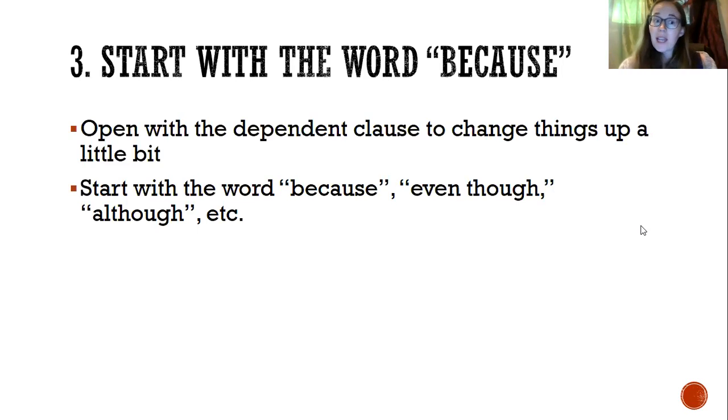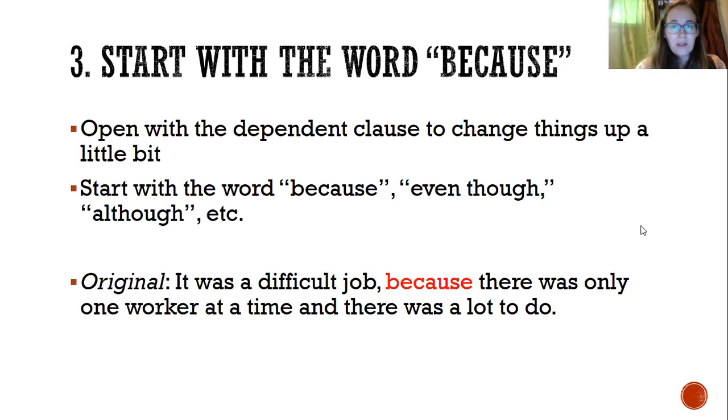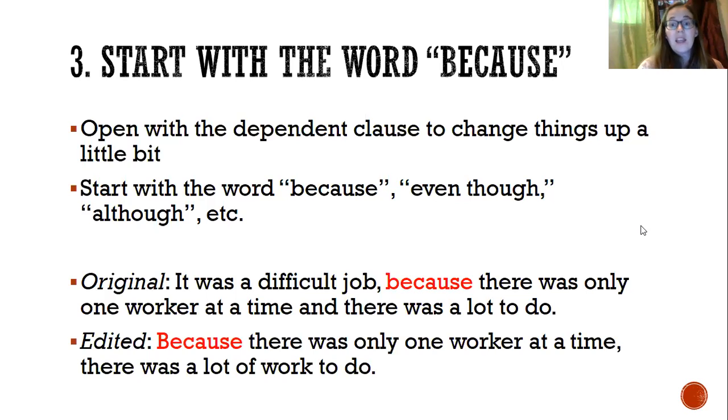So start with the word because, or even though, although, however. Any of those words are great words to start a sentence with. So I already have the word because in one of my sentences. I say, it was a difficult job because there was only one worker at a time and there was a lot to do. And just to make it a little different, I'm going to swap those two. I'm going to say, because there was only one worker at a time, there was a lot of work to do. So just swapping that sentence structure makes it more interesting to read.